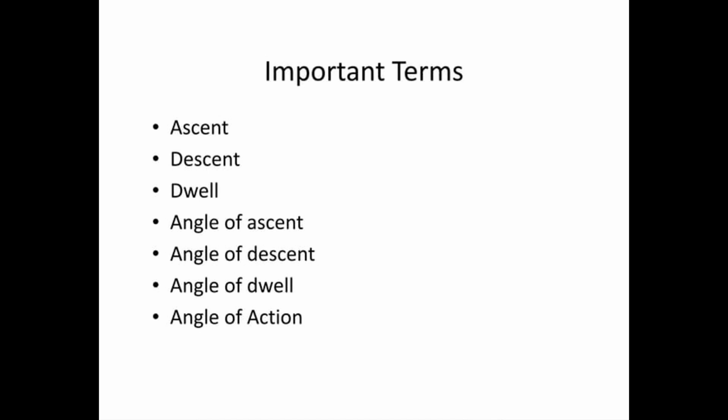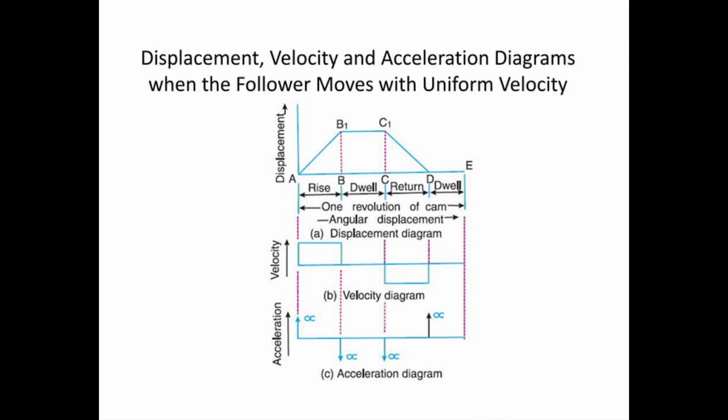Okay. So you can see the displacement of the follower with uniform velocity. Uniform velocity is also considered not so good from a practical point of view. So you can see this diagram. When the follower moves with uniform velocity, we get these diagrams. Since the velocity of the follower is uniform, the slope of the displacement will always be constant. Okay, you can see that.